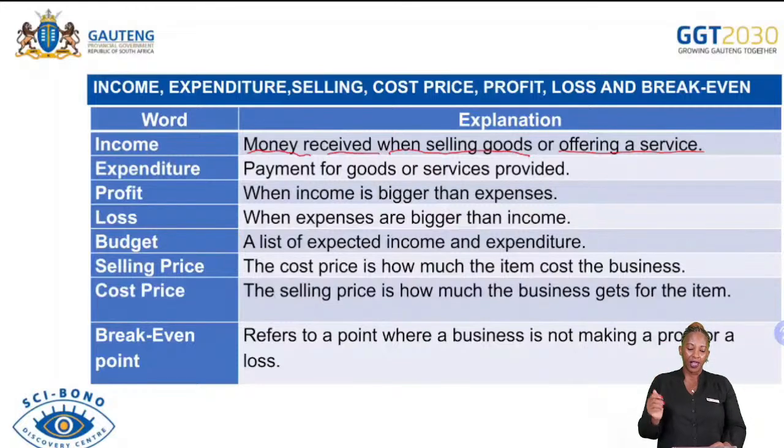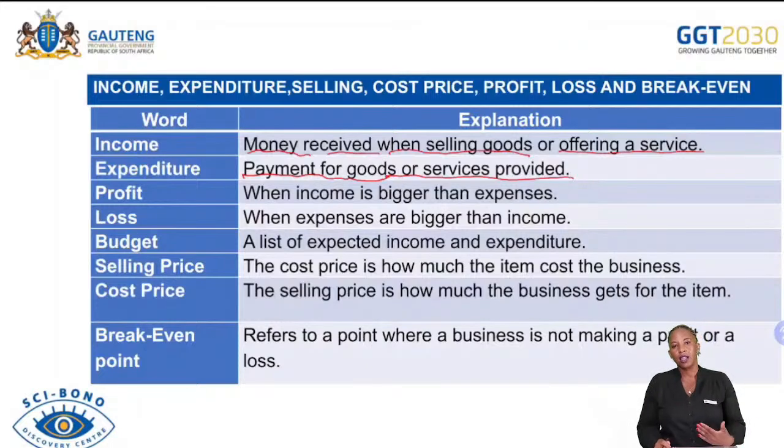And then we also have expenditure. What are we referring to when we talk about expenditure? Expenditure is payment for goods or services provided. Remember I said, these people who are working at MultiChoice, who are installing the dish for us, after they've installed the dish for us, we pay them. To them, it's an income. But to me, as a person who called them, it becomes an expenditure because I have to pay that money out for the services that have been rendered.